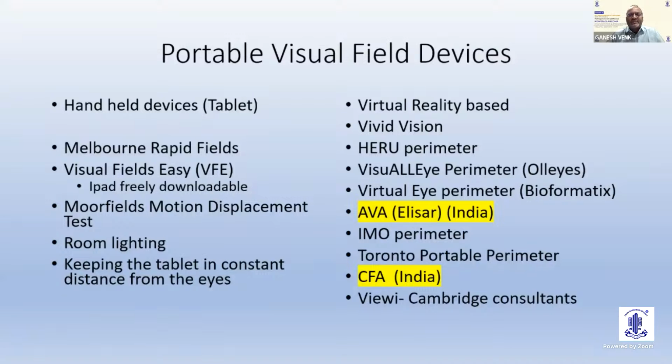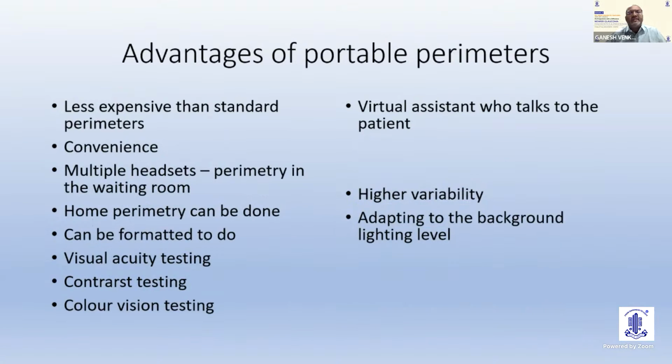Virtual reality based devices are numerous. From India, we have the LSR and the CFA, and there are numerous others available abroad. The advantages of portable perimeters are that they are less expensive than a standard perimeter, and they are very convenient. You can have multiple headsets. So in the waiting room itself, if you have 5 headsets, 5 patients can do perimetry together at the same time. Whereas if you have only one standard automated perimeter, you have to put the patients on the machine one by one. Home perimetry can also be done, and these devices can be formatted to do visual acuity testing, contrast testing, and calibration testing also.